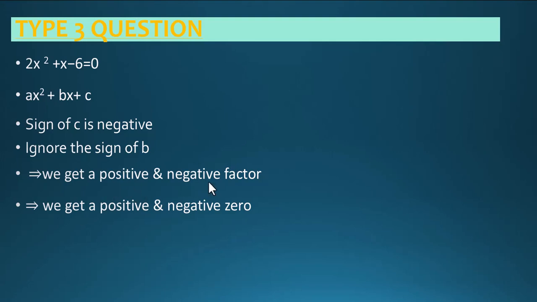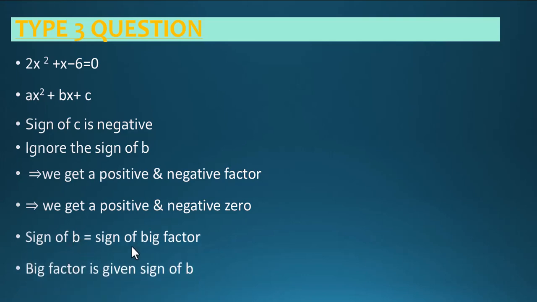So we get one positive and one negative factor. Definitely one positive and one negative. The sign of B helps us in predicting the sign of the big factor, because one factor is definitely going to have a positive sign and one factor a negative sign. So in these two factors, definitely one factor is a big factor and one is a small factor. Whatever sign B has, for the big factor we should give the same sign. Here the B sign is positive, so the big factor should be given the positive sign. That's how the sign of B helps us in the type 3 question.